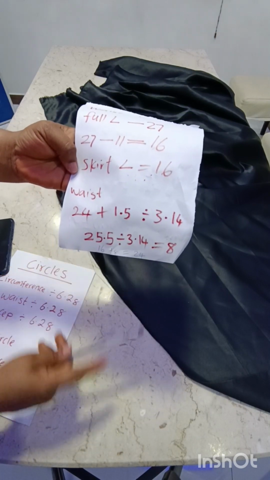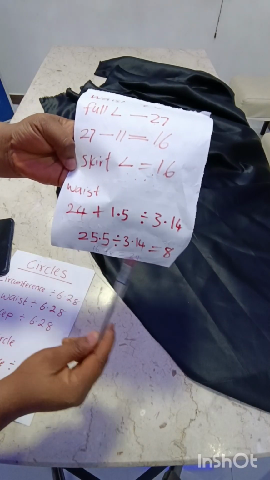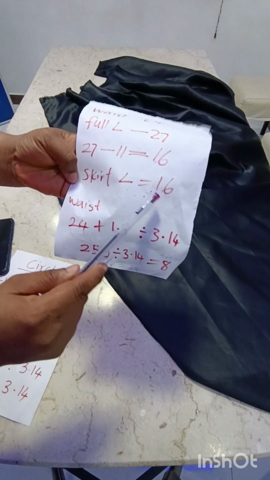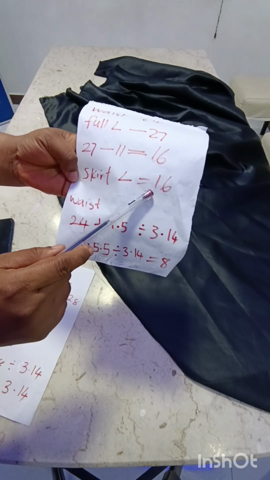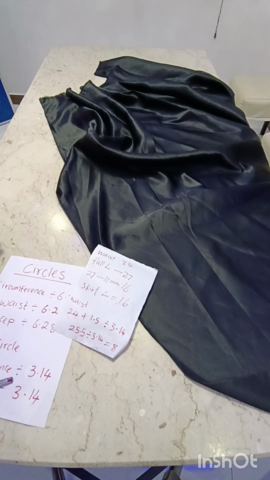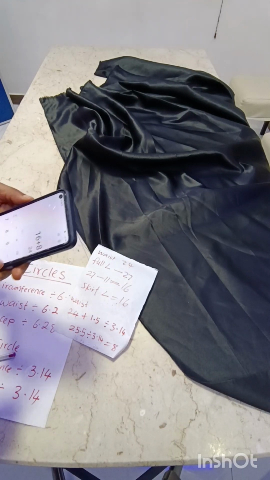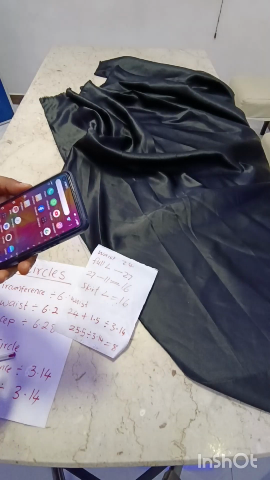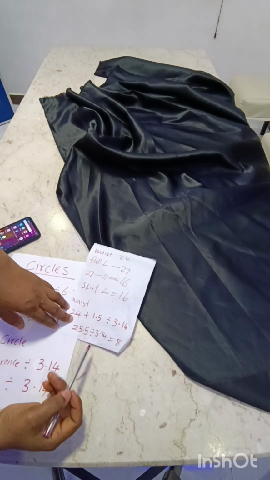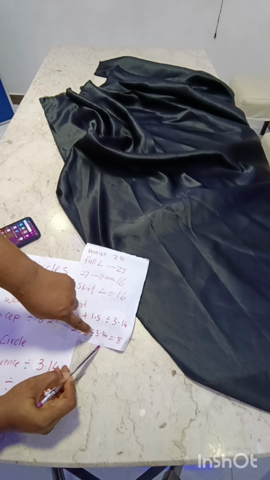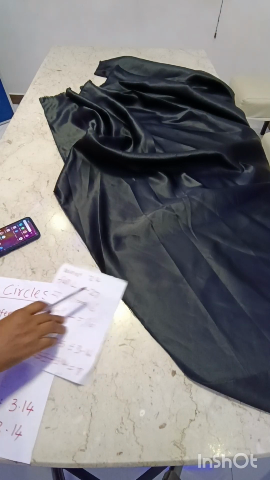So for you to know the length of the fabric, the radius that you have gotten, which is 8, we are going to add it to the skirt length, which is 16. So 16, you will be using your calculator. 16 plus 8 is 24. So I've calculated 16 plus 8 is 24. So we are going to check the length of what we are making to be 24. So let's do the folding.